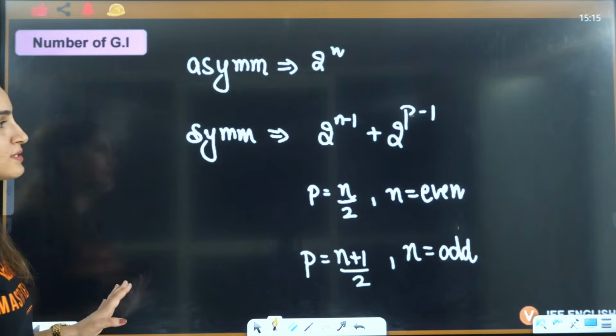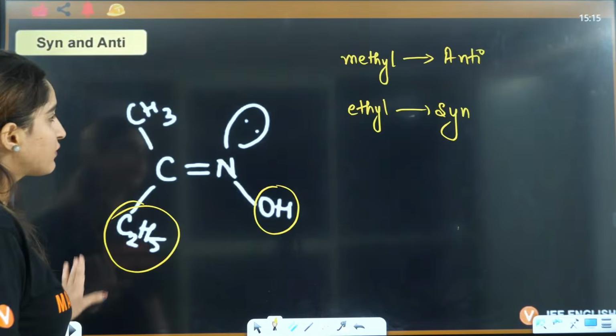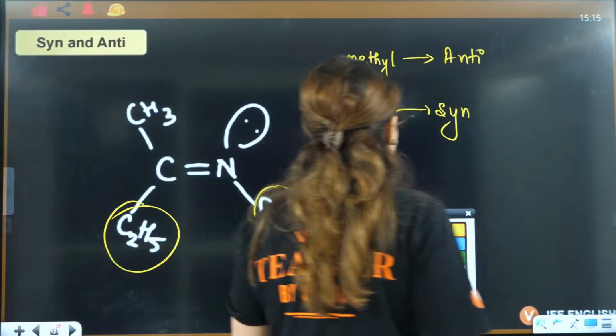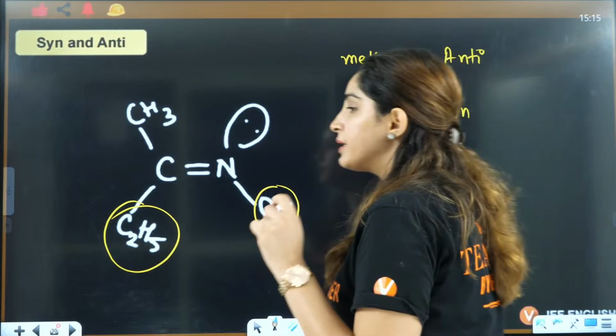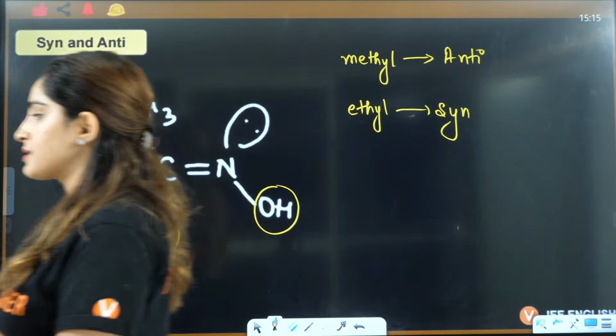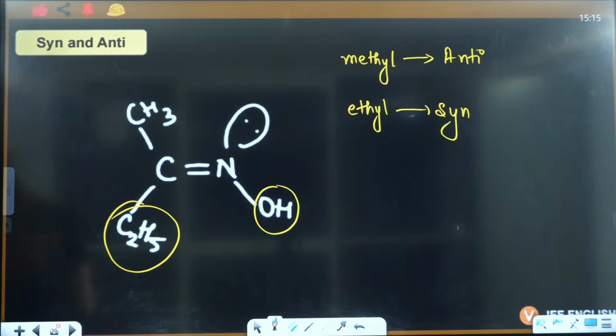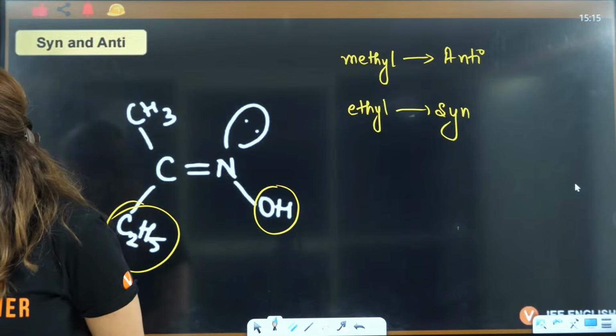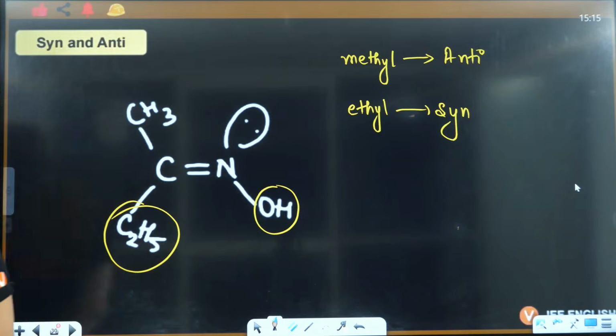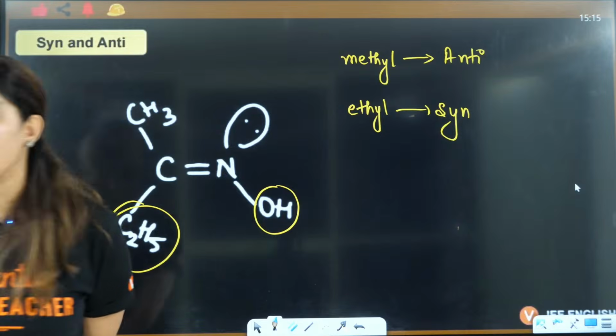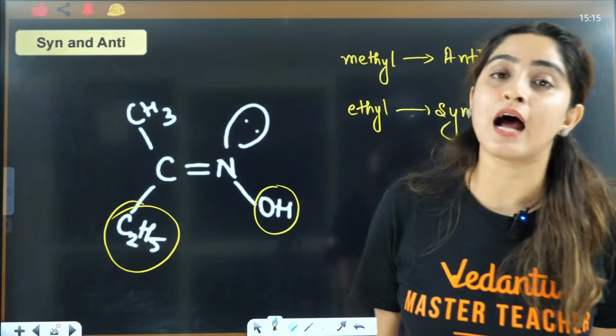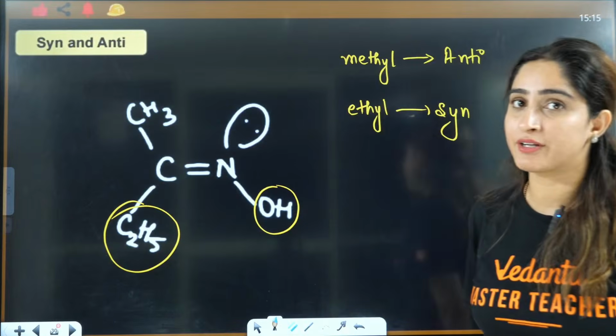Is that clear, students? Tell me if there is any problem here, because now we are going to see and calculate the number of geometrical isomers, right? If there is any problem, do let me know in the chat box, everybody, so that we can start with the calculations of geometrical isomers.